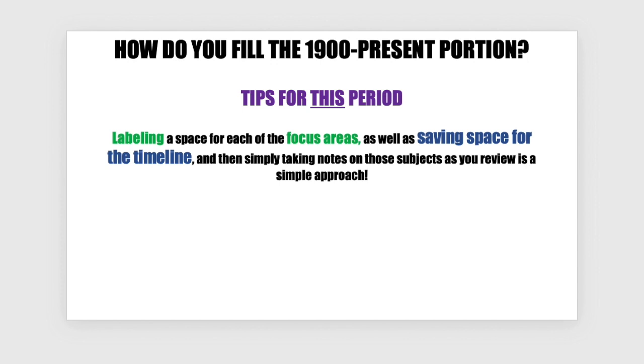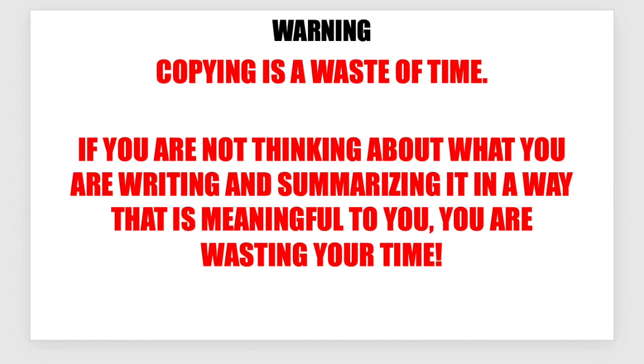But make sure that you at least start by considering how you might want to organize that content, and make sure that there's at least some space dedicated to the focus areas that were mentioned, as well as some space allocated for a complete timeline. As I said earlier, keep in mind that copying is a waste of time. So if you're not thinking about what you're writing and summarizing it in a way that's meaningful to you, you are wasting your time. Don't just write down verbatim what you're seeing in your review book or somewhere else. Make sure that you are actually thinking about the content and reorganizing it in a meaningful way.